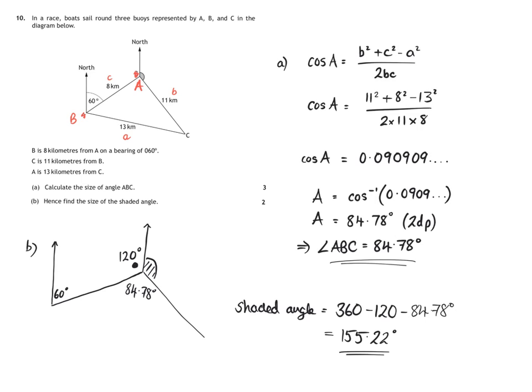Right, so for the marks for this question, you get one for correctly substituting into the cosine rule, one for finding what the cos of the angle is equal to, and then one for calculating the angle correctly. And then for part B, you get 1 for knowing how to calculate the angle, so to subtract, and then 1 for getting the answer. Okay, on to the next question.